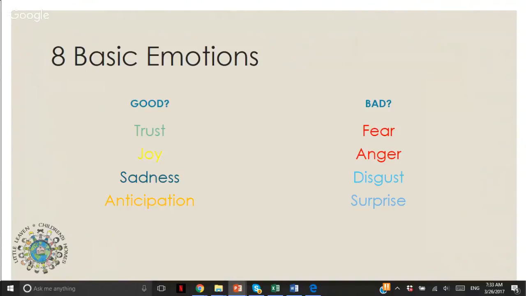But what if you feel trust around a guy who's not a good person? Okay, so does that mean that the emotion is good or bad? Joy. But what if you feel joy when someone has something bad happen to them? You get to feel joy when someone is in pain or something. Sadness. Is it good to feel sad when someone else gets a reward?